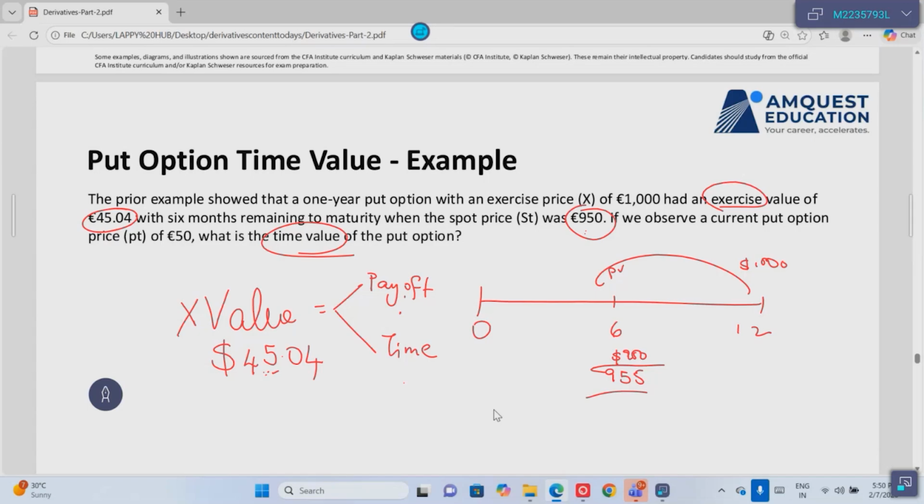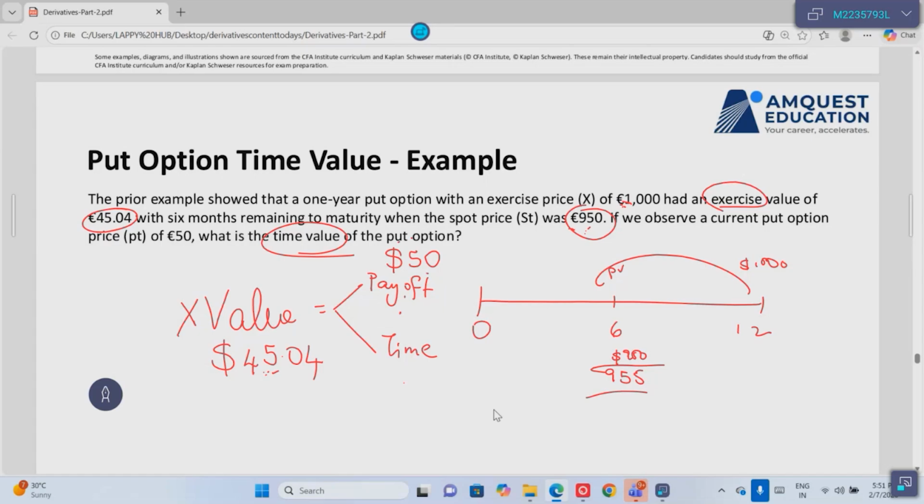950,000, correct? Today I exercised at 950. Sorry, and the market is 1,000. So if I bought it today at 1,000, I will have a payoff of 50 euros, right or wrong? Ask me how much. If I exercise it, I will have 50 euro payoff profit.